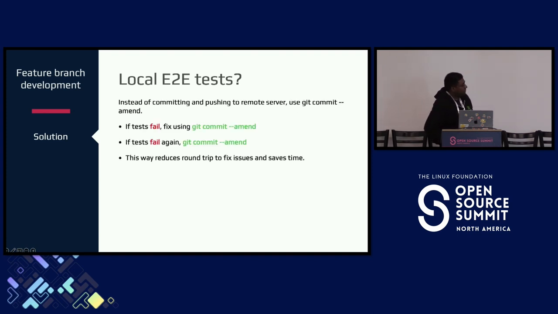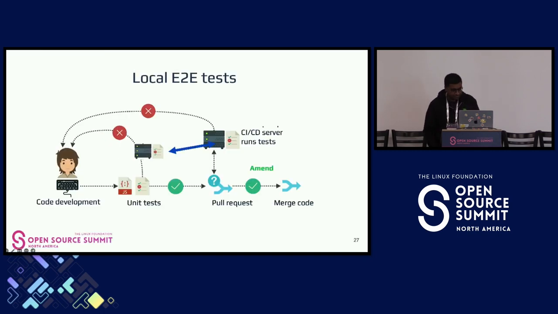Which would mean when you run those end-to-end tests locally, if some tests fail, you have a very similar environment to what you have in a remote CI/CD server, but local, so you would just commit those changes and fix those. You don't need to do a round trip of whether my tests are failing due to an environment issue or another issue. This way, it reduces the round trip of issues to fix and saves some time.